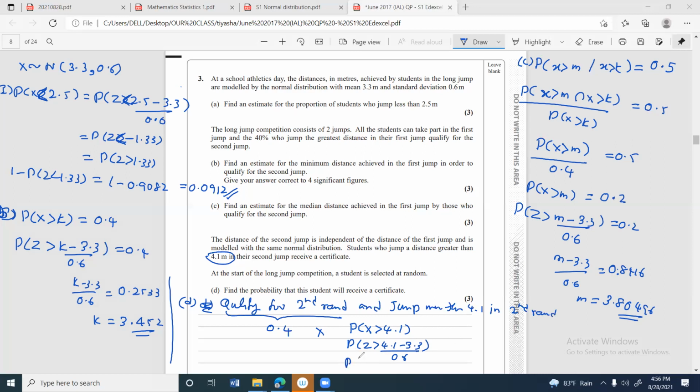The probability of Z greater than 1.33 is similar to 1 minus the probability of Z less than 1.33. I think we already have that answer: 0.0912. The first part is 0.4. So the final answer should be 0.4 times 0.0912. With this, you can get the answer, which is 0.03648. That would be the final answer for this question.